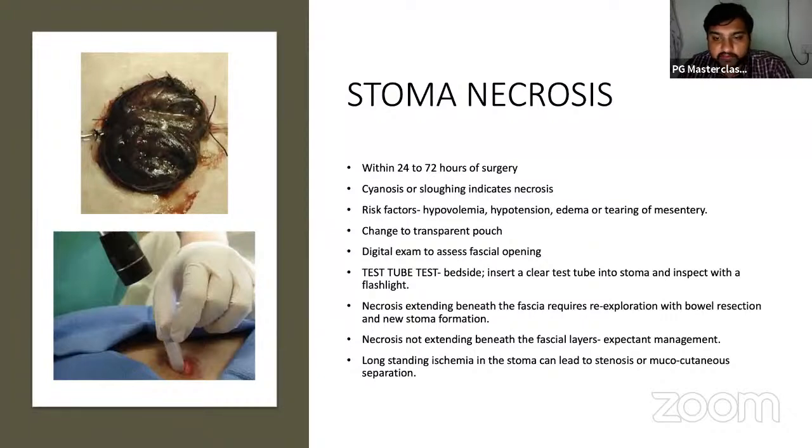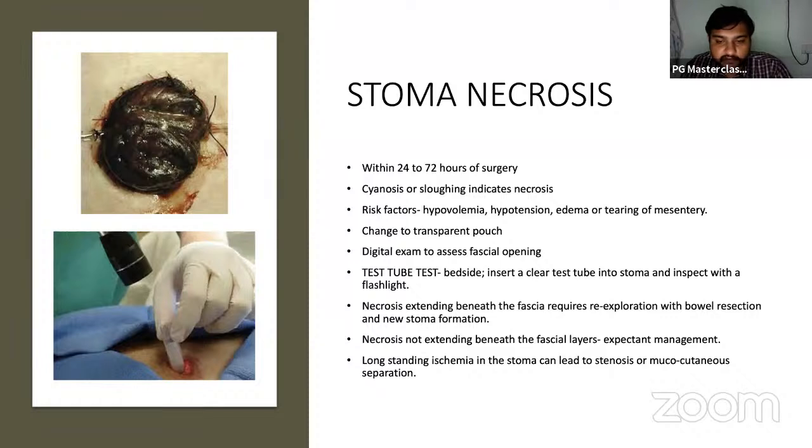Then, the test tube test is done at the bedside, in which we insert a clear test tube into the stoma and inspect with a flashlight to check if the necrosis is going beyond the fascia into the intra-abdominal cavity, or if it is present just above the fascial opening. If necrosis is extending beneath the fascia, it requires re-exploration with bowel resection and new stoma formation.